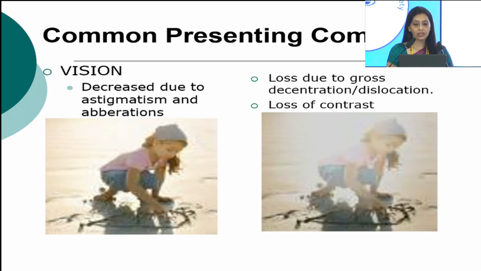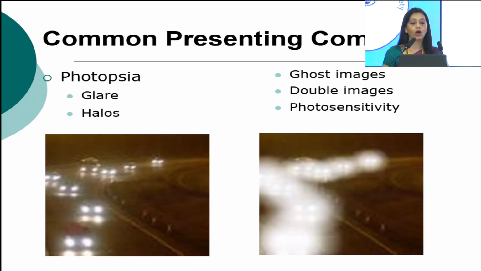So the common presenting complaints in a decentered IOL, the first one is vision. A gross loss of vision can occur due to gross decentration and dislocation, but a diminution of vision can occur in a decentered IOL due to astigmatism and the various aberrations that may happen. Loss of contrast also adds to diminution of vision a great deal. Now the second common presenting complaint is photopsia. The decentered IOL gives patients negative experiences of glare, halos, ghost images, double images, and a lot of photosensitivity.